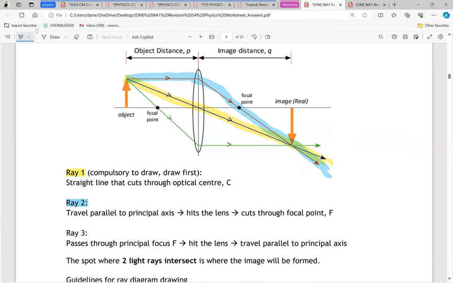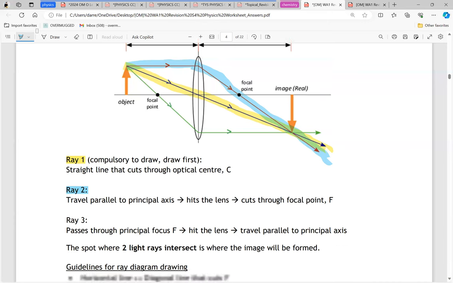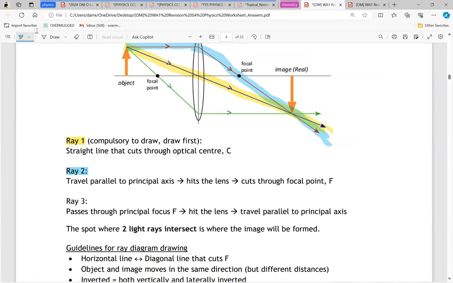Light ray 3 is not to say that it's not important, but it has a very, very low usage rate. So if anything today, I just need you to focus on the first two light rays. Those will be the two that we'll be drawing as well. Where the two light rays intersect is where the image will be formed. Other than that, let's move on.